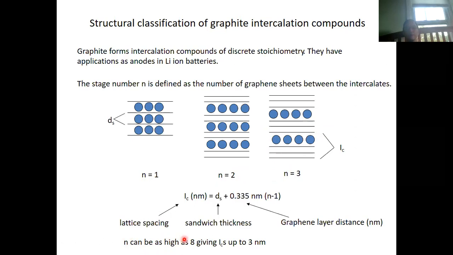So basically that gives repeating units in the c direction of approximately up to 3 nanometers. Okay. So the repeating unit is given by the lattice spacing Ic, and that is nothing else but essentially the sandwich thickness. Okay, so that is this thickness here. The distance between 2 layers of graphene sheets that are intercalated, plus 0.335 nanometers, that's just the regular distance between 2 graphene layers, such as this here, times n minus 1. Okay, so stage number minus 1.